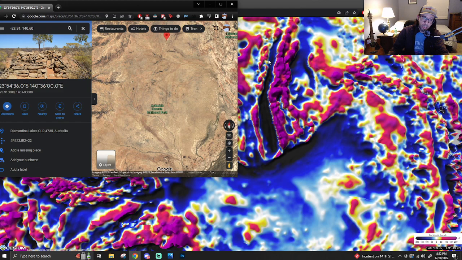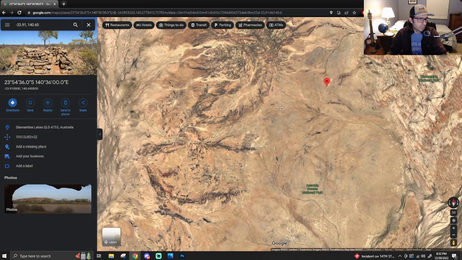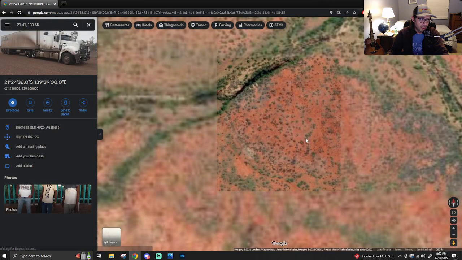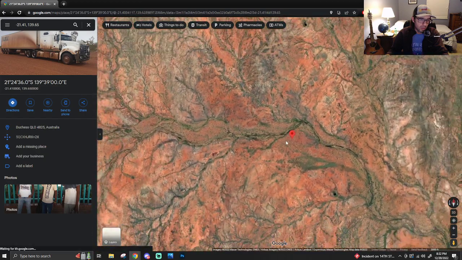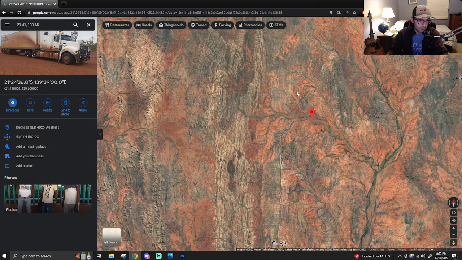That's why I decided to record, because it was a national park at the inlet. I was like, are we going to keep finding interesting things? So let's put in minus 21.41. It's very red.